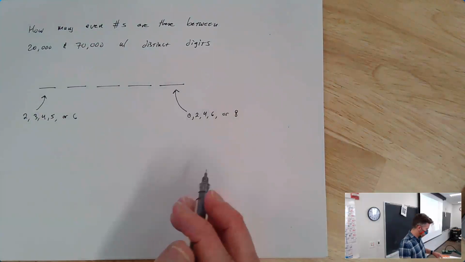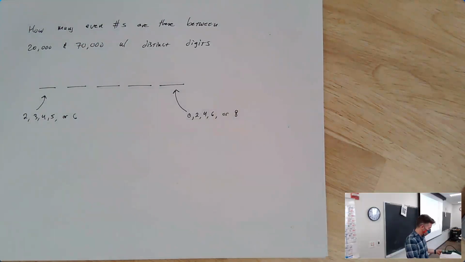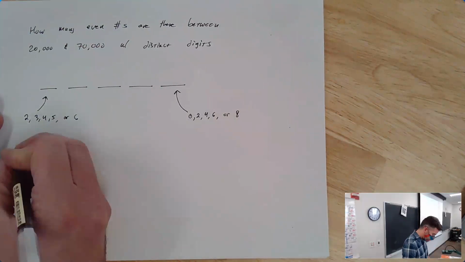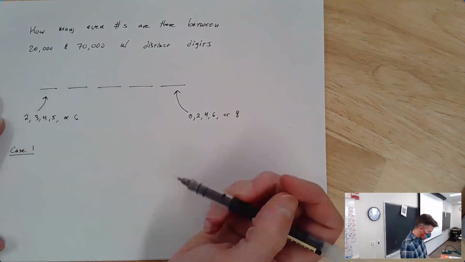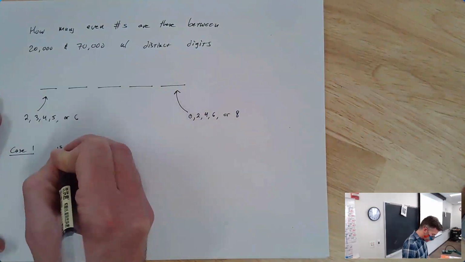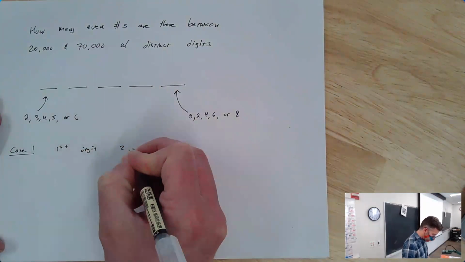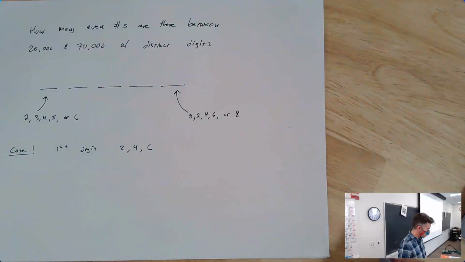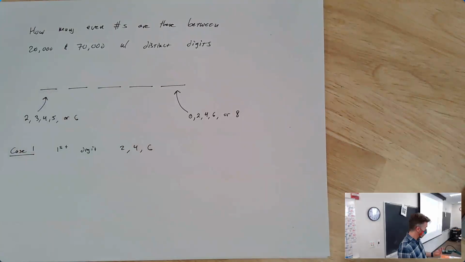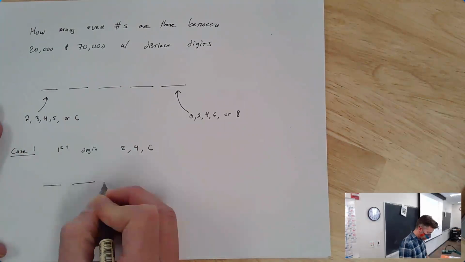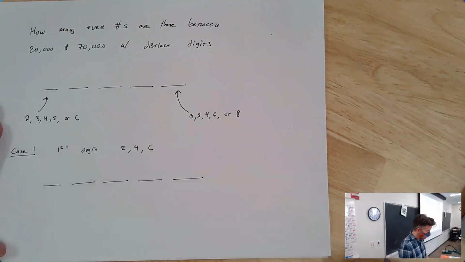Well, I think we need to break this up into a couple of different cases. So let's say case 1. The first digit is even. So the first digit is 2, 4, or 6. Okay. So if the first digit is 2, 4, or 6, there are how many choices for it? It's not a trick question. This many, right? 3.